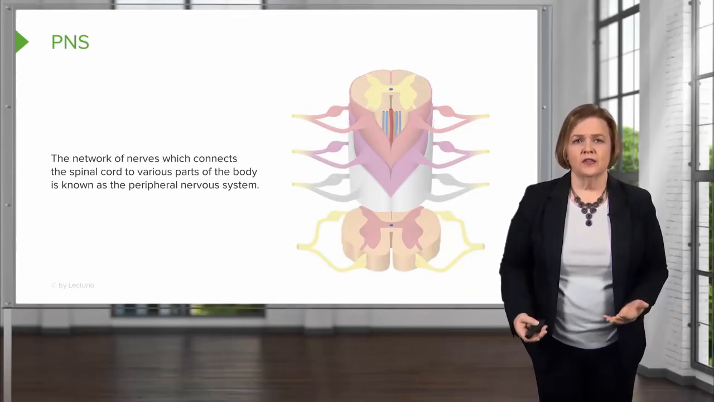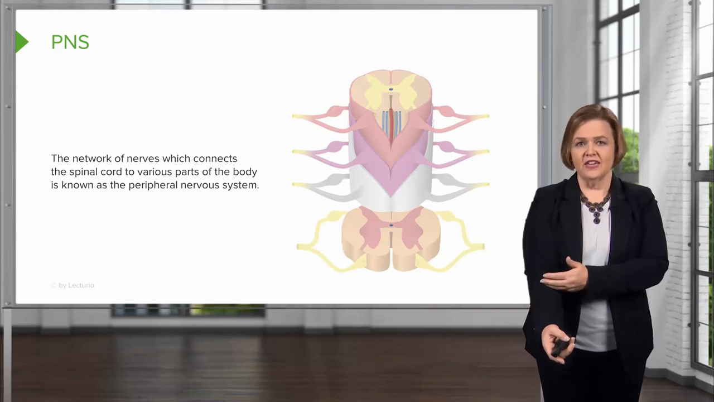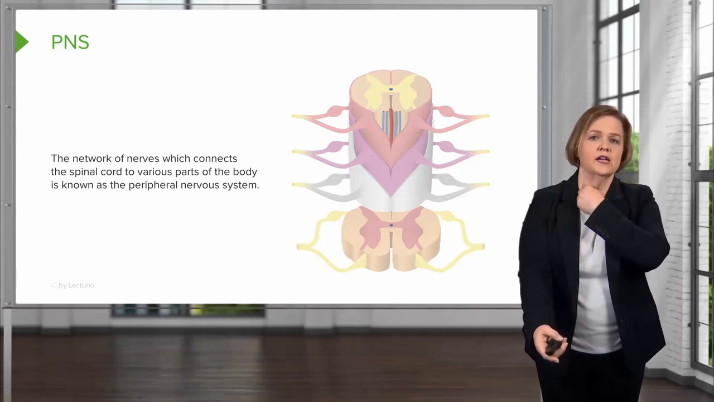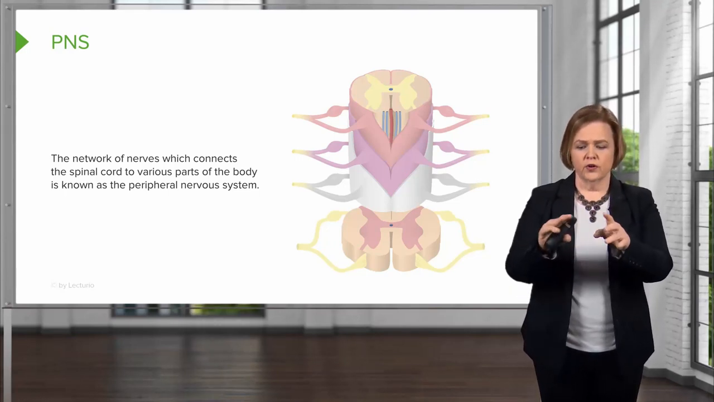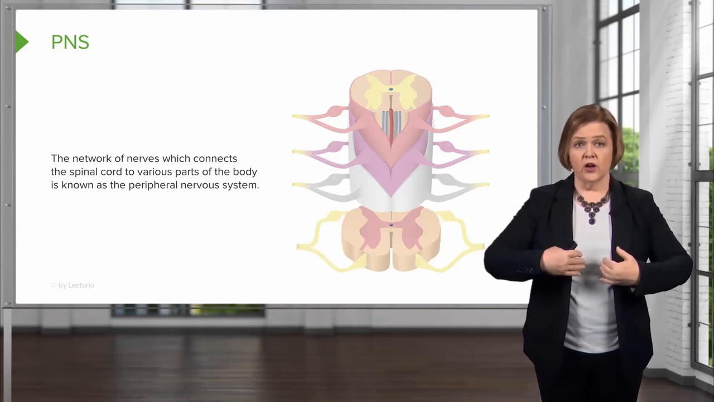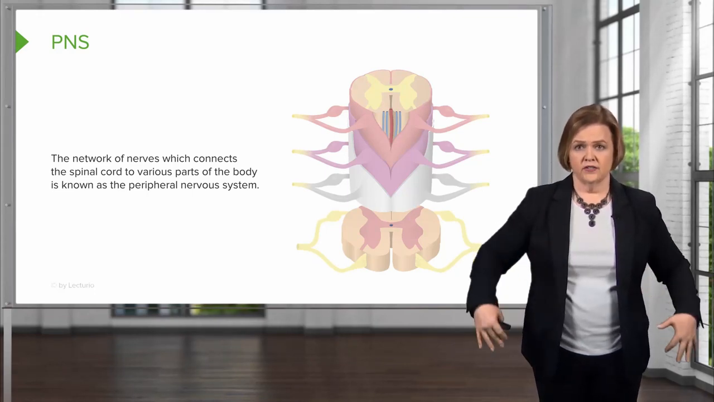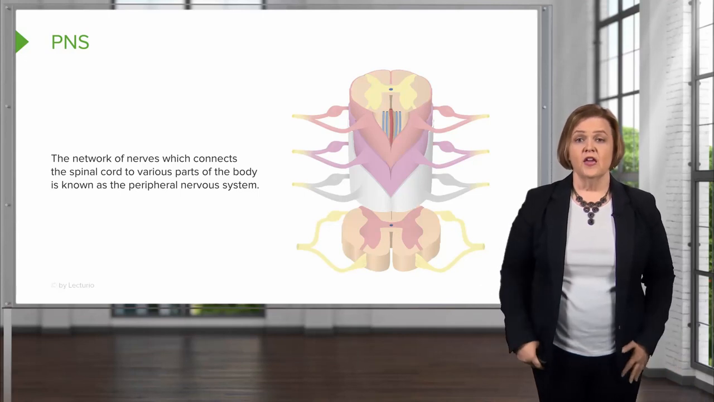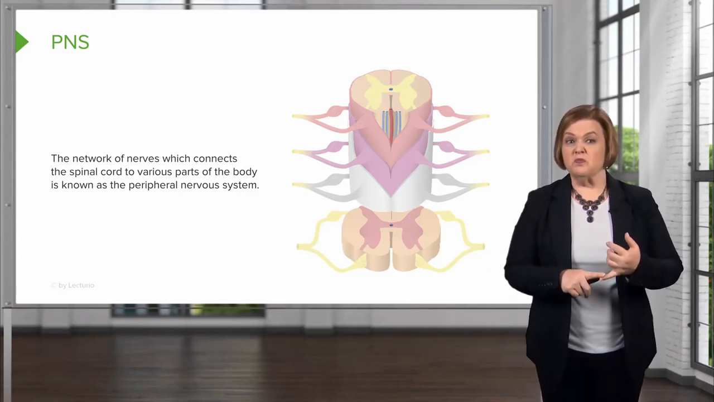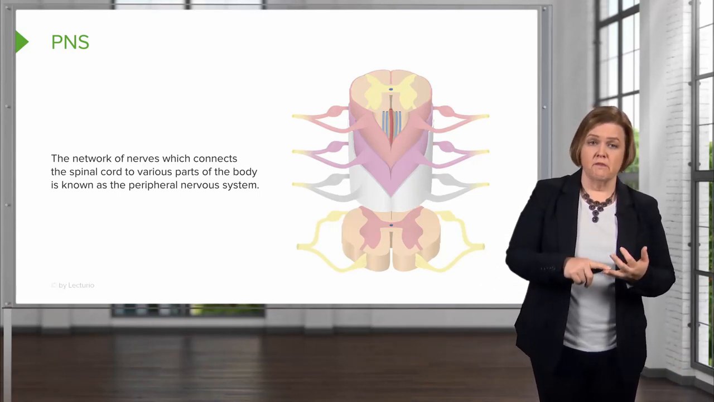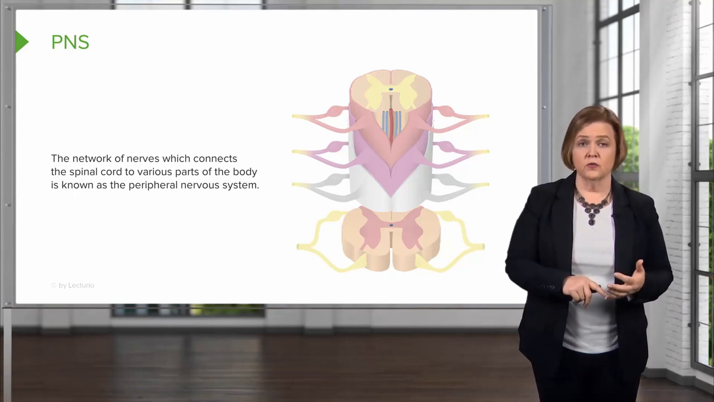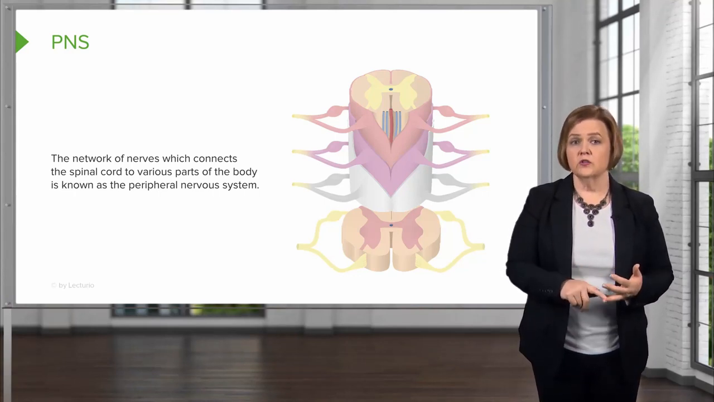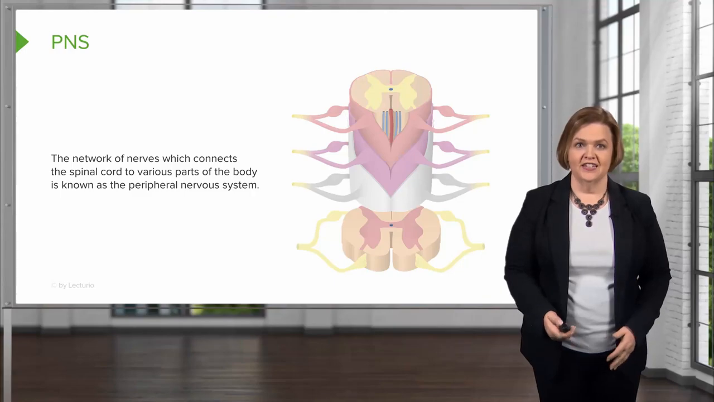Now we use that word a lot, like peripheral IV, right? Versus a central line. So think of the nerves. Peripheral nervous system is everything coming off the spinal cord out to the rest of the parts of your body, okay? So we'll talk about peripheral nervous system medications versus CNS medications. You'll see us use these terms, peripheral nervous system and central nervous system, a lot in healthcare.